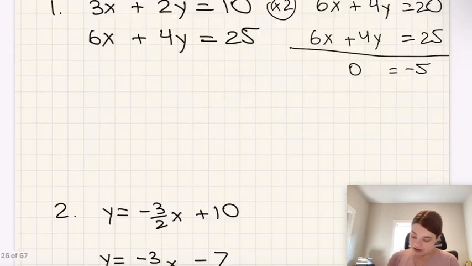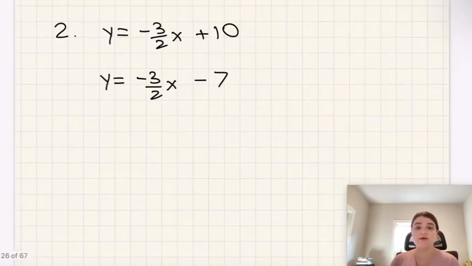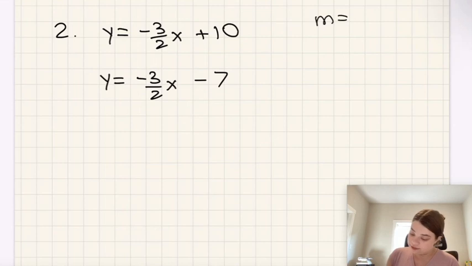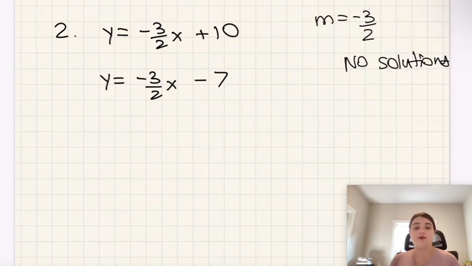All right, let's take a look at this second one here. This second one is a little bit easier to identify because one thing we can notice is that, oh hey, the slope is negative 3 over 2 for both, but the y-intercepts are different. One of these is 10 and one of these is negative 7. So that's something we could notice right off the bat: these are parallel lines, and parallel lines have no solution. So therefore, no solutions, just based on that.